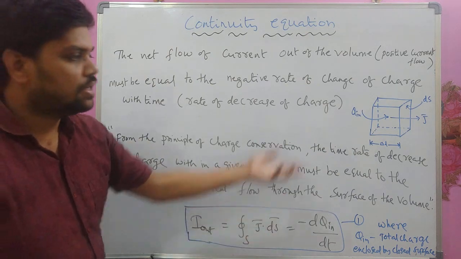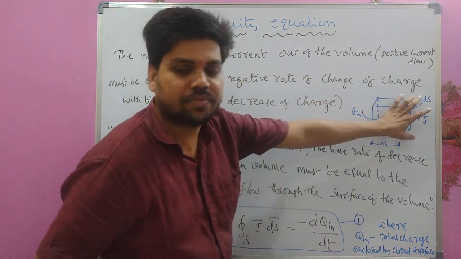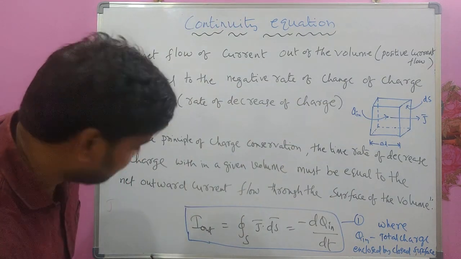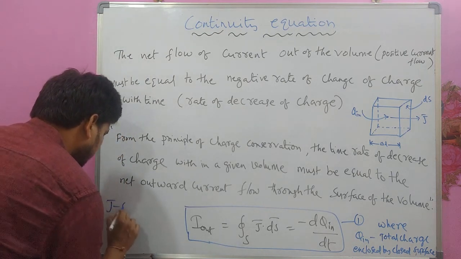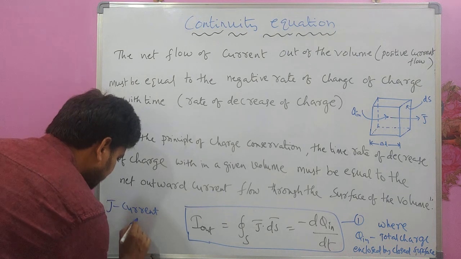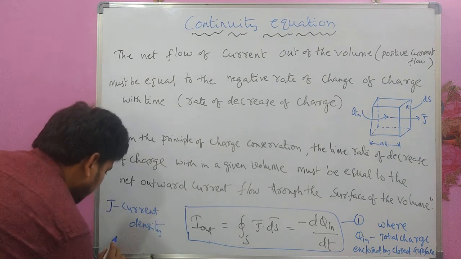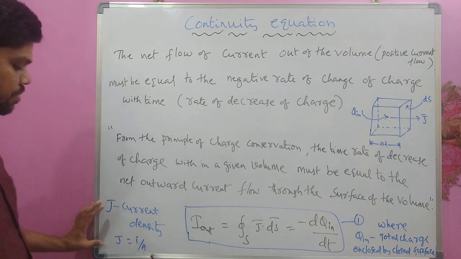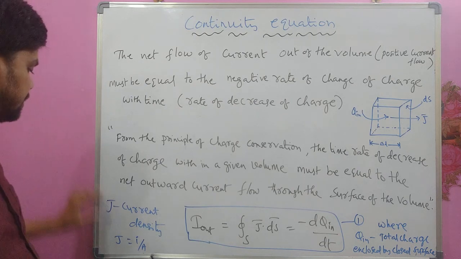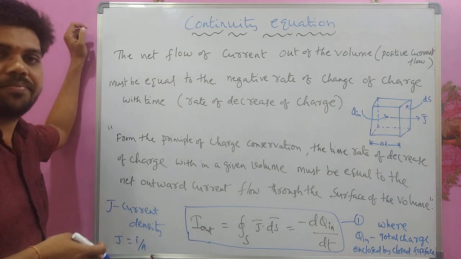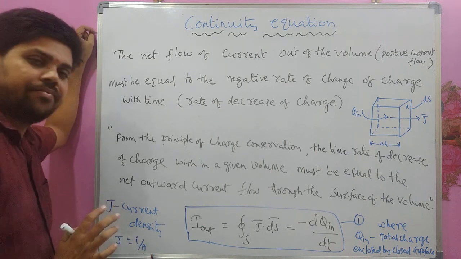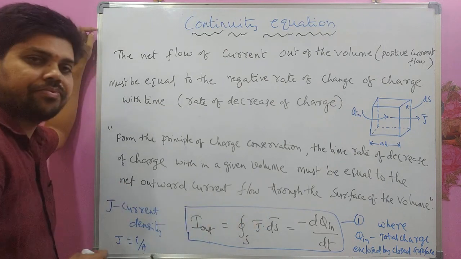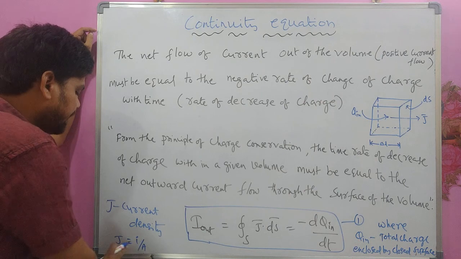I is passing through a surface, right? So we know that J is the current density. In general, it is written as J is equal to I by A, the magnitude of J. It's a vector. J is a vector. I is a scalar. A is a vector, or ds is a vector. A is nothing but ds here. So I can be written as J dot A, J dot ds.